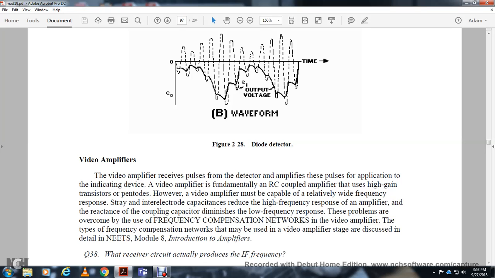Video amplifier. The receiver amplifies the pulses from the detector to a level sufficient for the indication device. The video amplification is fundamentally a resistor-capacitor coupled amplifier with high gain, using transistors or pentodes.